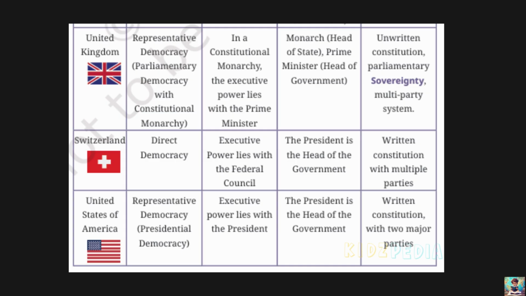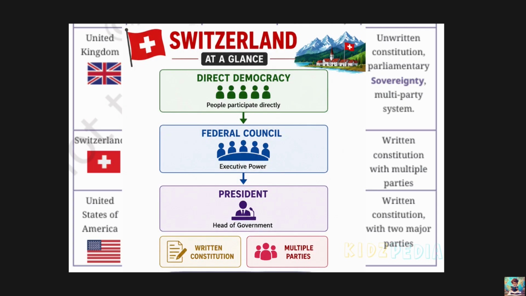Next is Switzerland. Switzerland is different from the other examples we have seen. It has direct democracy. This means that people themselves can take part directly in decision making. Its executive power lies with the Federal Council. The president is the head of government. Switzerland has a written constitution and a multi-party system.